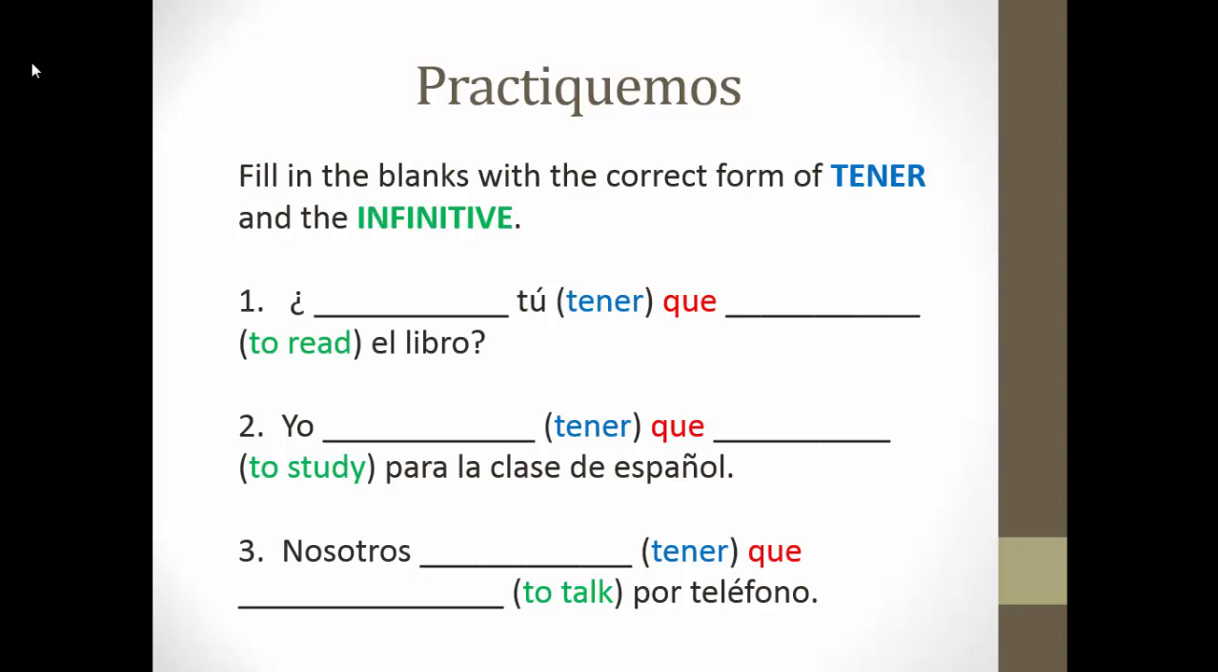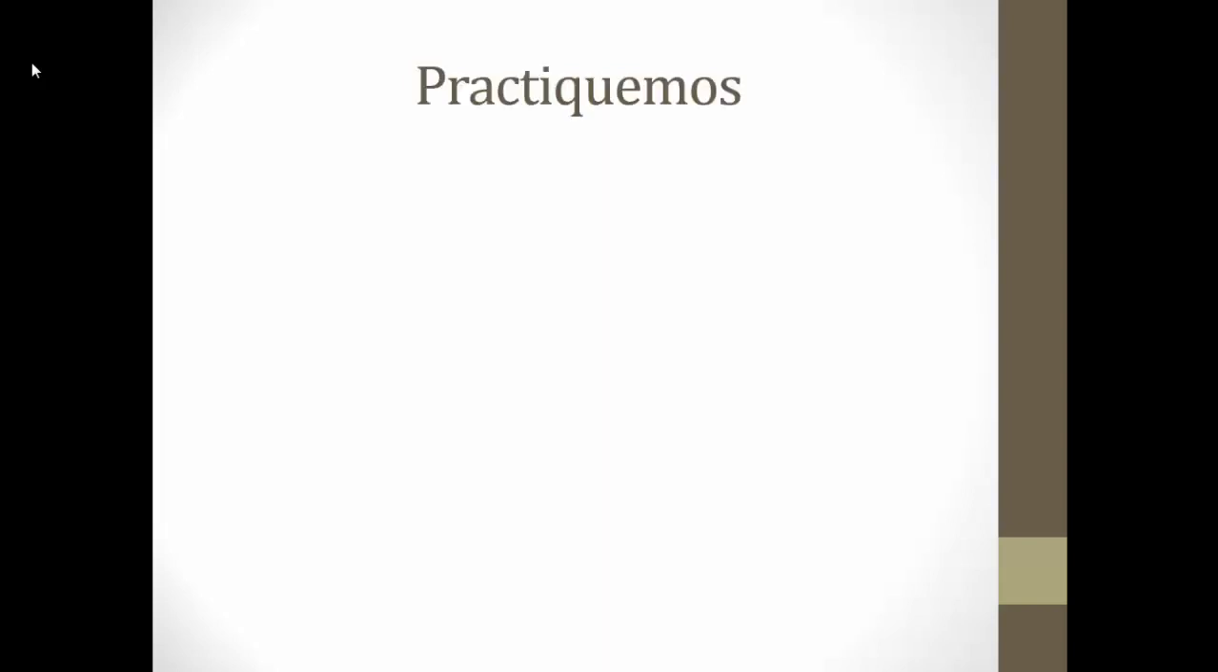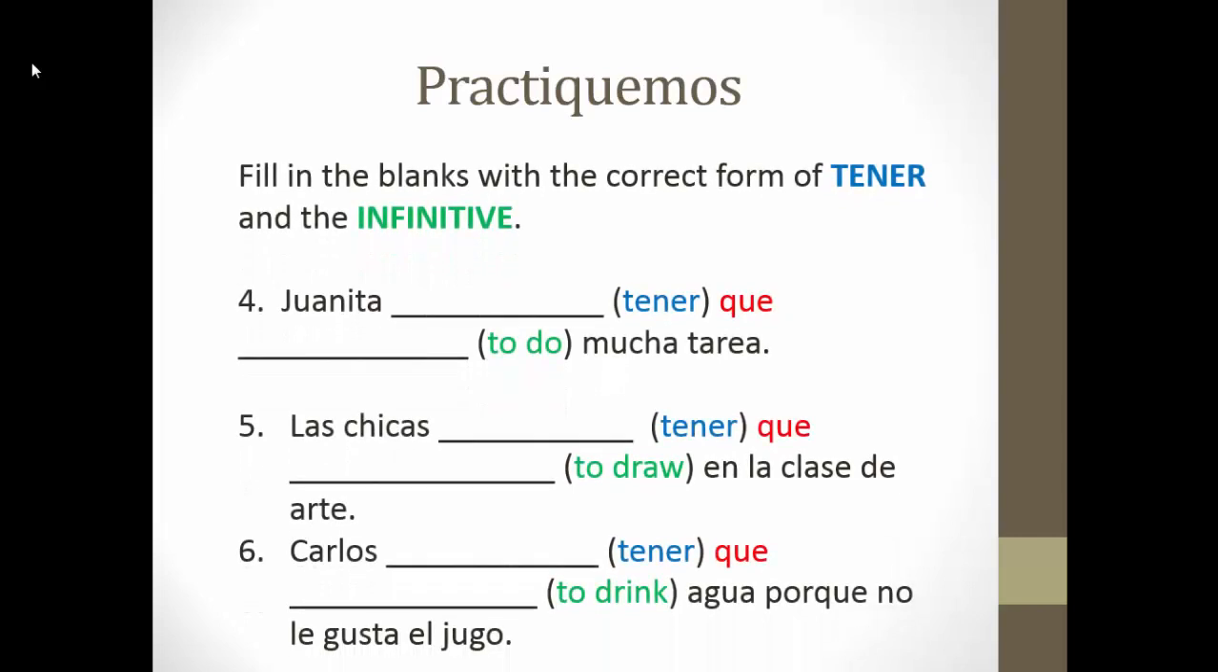Número dos. The form of tener we need is tengo because yo is our subject. To study is estudiar. So our sentence should be, yo tengo que estudiar para la clase de español. I have to study for Spanish class. Número tres. Nosotros is our subject, so tener should change to tenemos. We have the word que, and to talk is hablar. So nosotros tenemos que hablar por teléfono means that we have to talk on the phone.